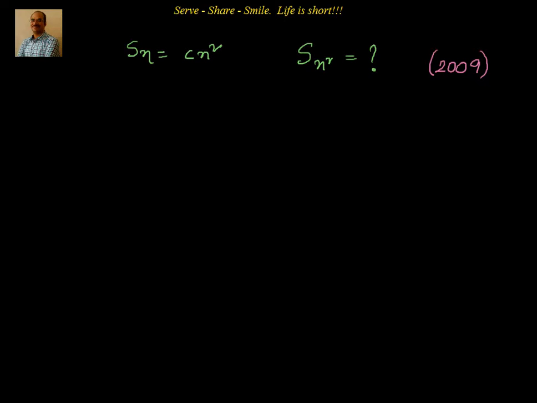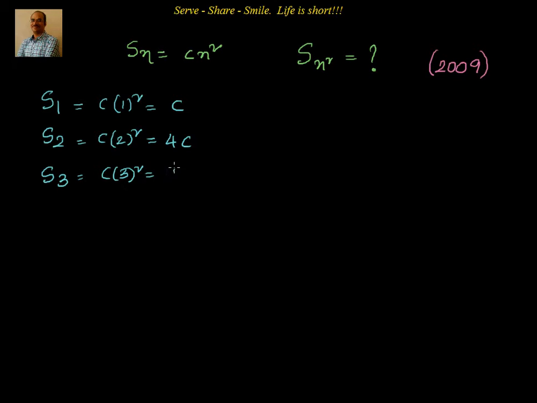So to start with, let's try to understand how this series looks like. We have been given that the sum of n terms is equal to c n square. What we will try to do is understand how the terms of this particular series will be. For that I will write down S1 is equal to c into 1 square, that's equal to c. S2 is equal to c into 2 square, that's equal to 4c. And I know S3 is equal to c into 3 square, that's equal to 9c.